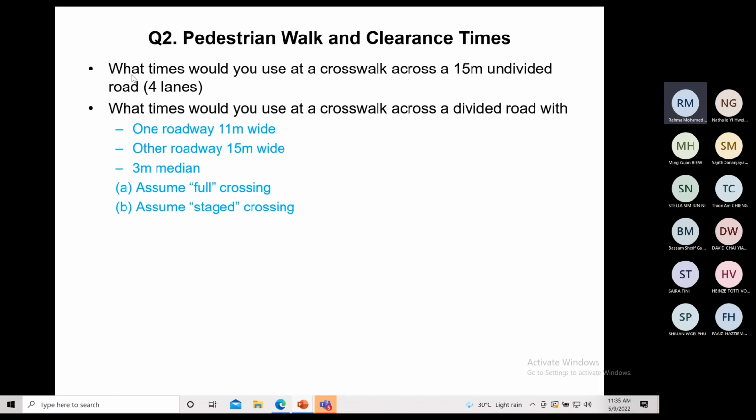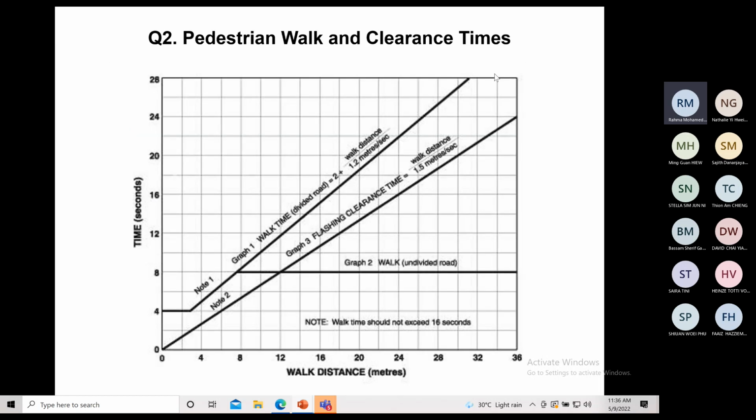So let's start with the first one, what times would you use at a crosswalk across a 15-meter undivided road? For this question, there is a graph in your lecture slides, which you can use to calculate your pedestrian walk time and clearance time. The y-axis is time in seconds, and the x-axis is walk distance in meters. So the first graph is for you to calculate your walk time.